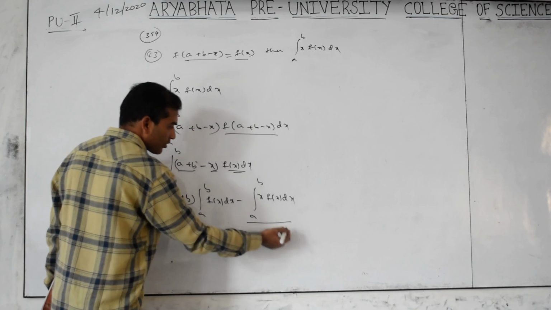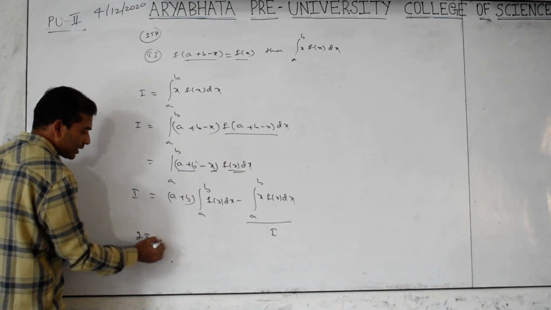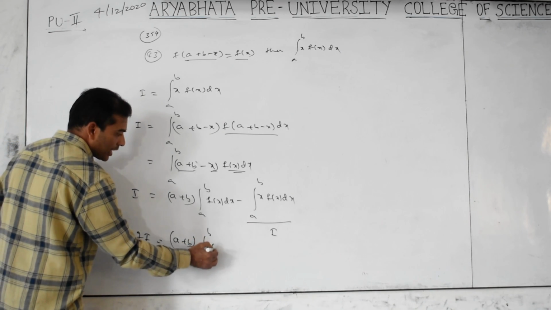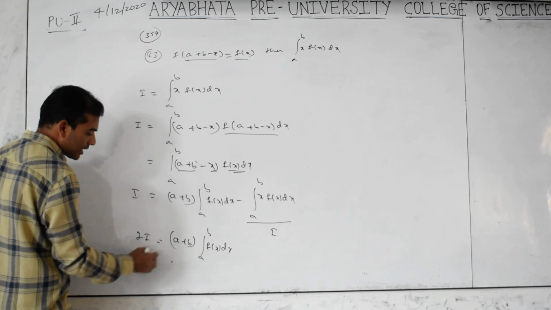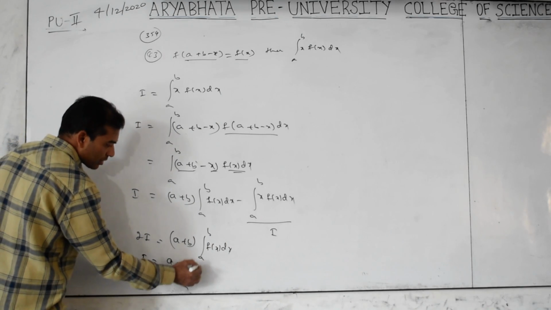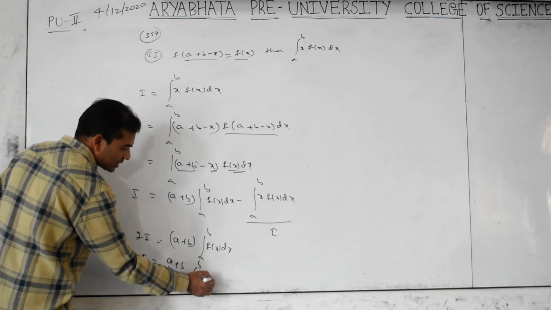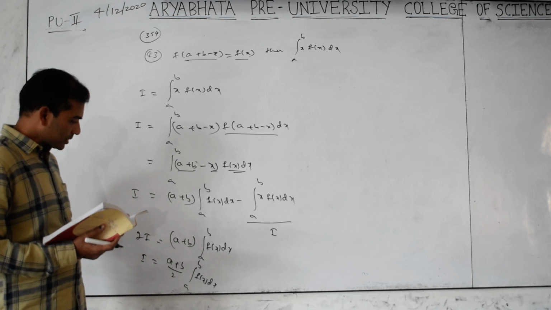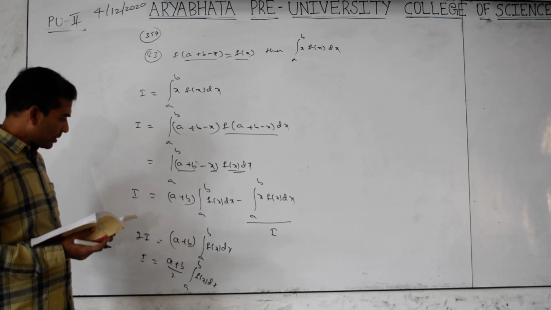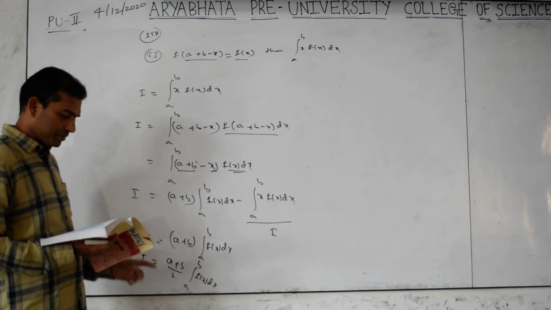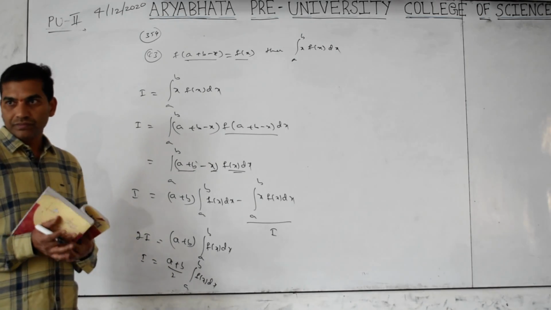Transferring this to the other side, 2I equals a plus b integration of a to b f of x dx. So I is equal to a plus b by 2 integration of a to b f of x dx. This is the answer. Check the options. Which option is right? A plus b by 2 integration of a to b f of x dx. D option is right.